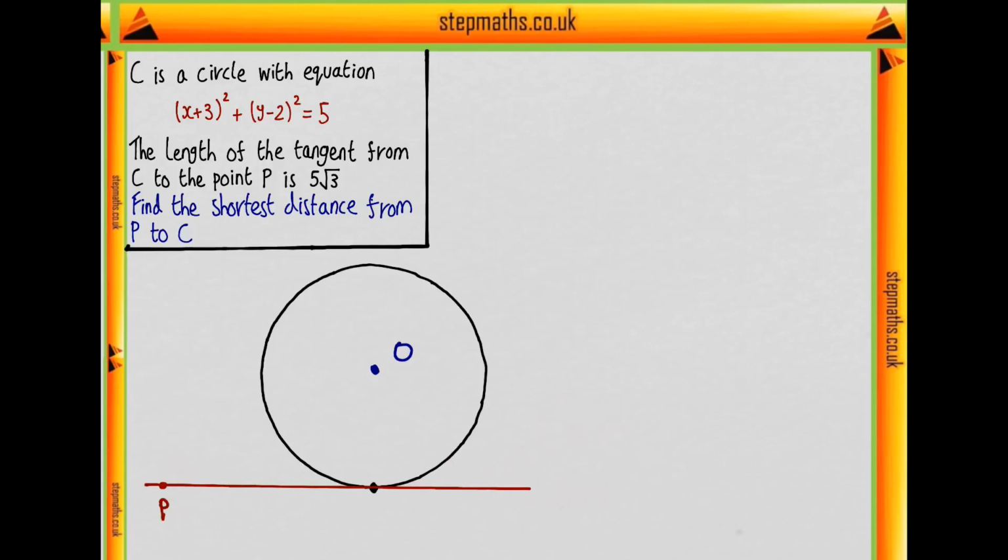So we've got this point P here, and it is 5√3 away from the point of contact. So we've got to find lengths, so why don't we fill in any other lengths we can? What about this distance from here to here? Well, that's a radius of the circle, but we know the radius squared is 5. And so this radius must be √5.